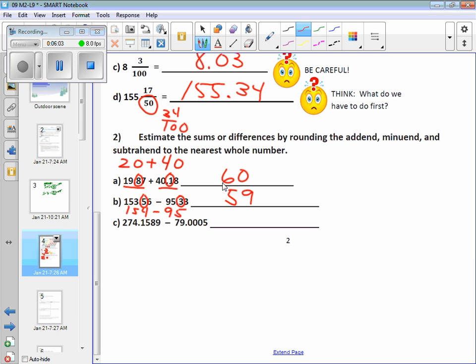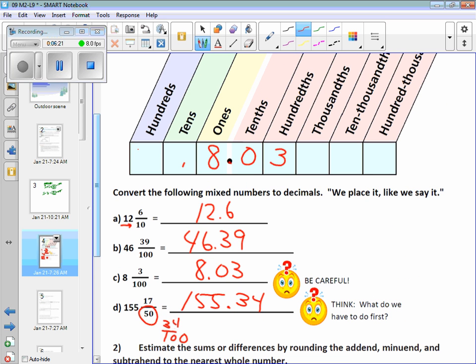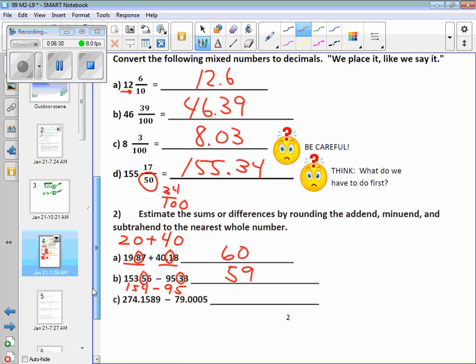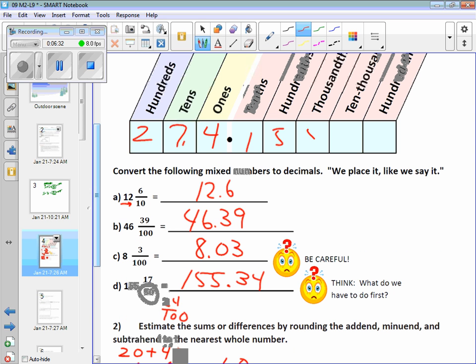264 and 1,589, 100,000. Almost. So close. 1,589, 10,000? Yeah, 10,000s. Okay, here's how it works. 2, 7, use the place value chart. 274 and 1,589. 274 and 1,589 10,000s.